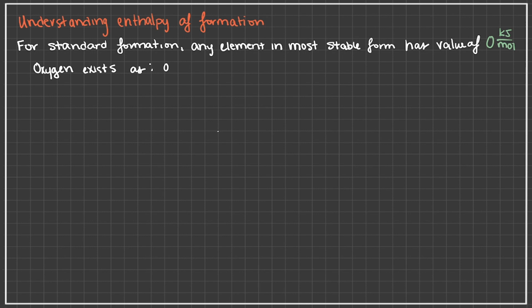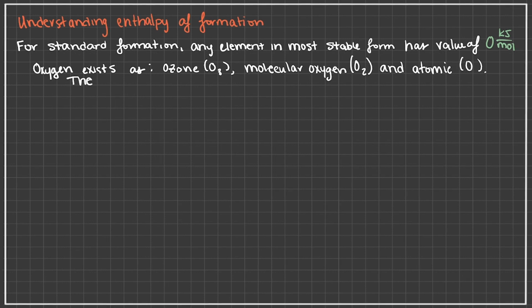Sometimes your professor or teacher might ask you for joules. If so, you're just going to multiply it by 1000. Now, oxygen exists in 3 different forms: ozone, O3, molecular oxygen, O2, or atomic oxygen, O. The most stable form here is O2, which means that the enthalpy of formation is 0. We're going to see this later on when we do our problem as well.